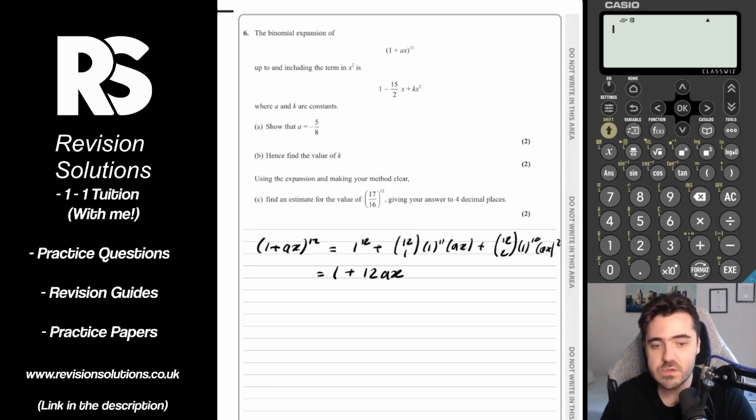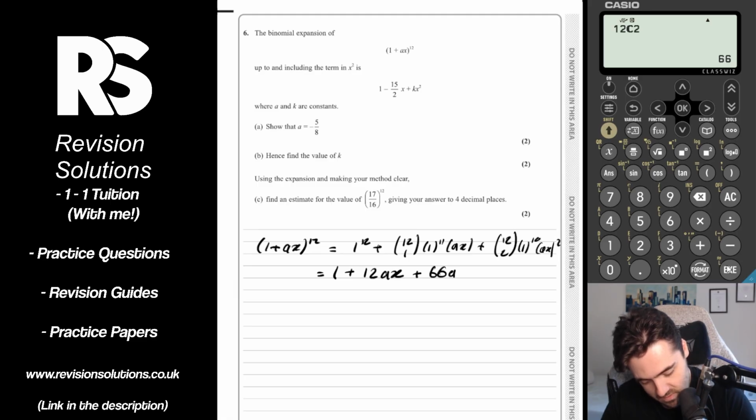And then 12 choose 2. Let's get that from the calculator. So 12, then go to probability, combination, 12 choose 2. That's 66. And it's ax all squared, so that's a squared x squared, so it's going to be plus 66a squared x squared. So then, if we want to find a, we can compare the coefficients.